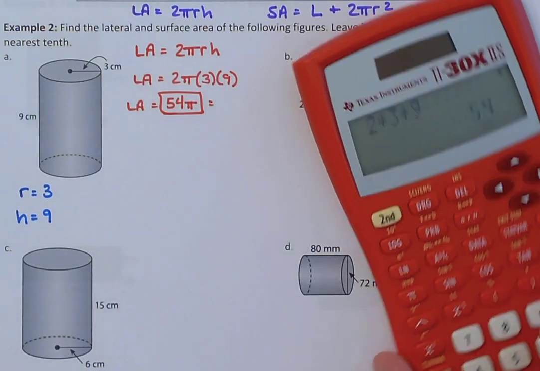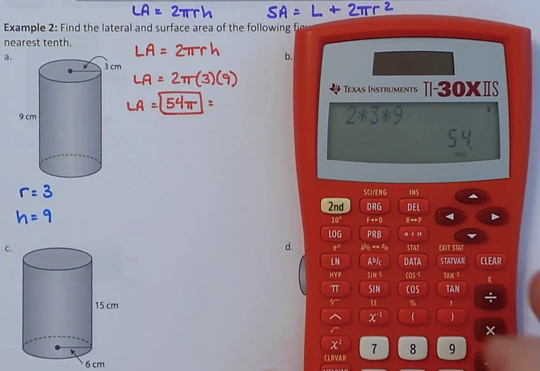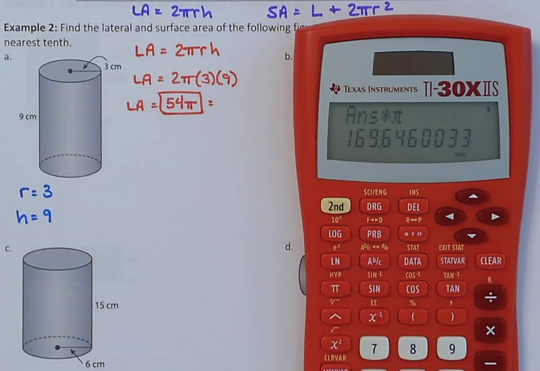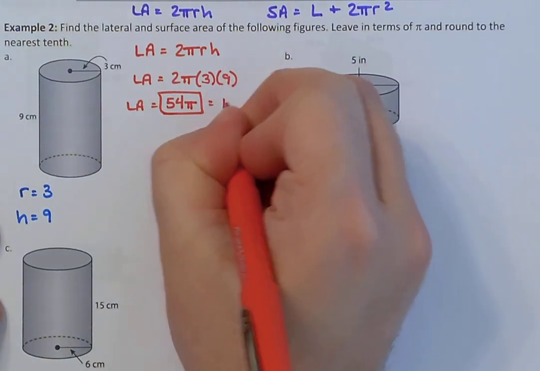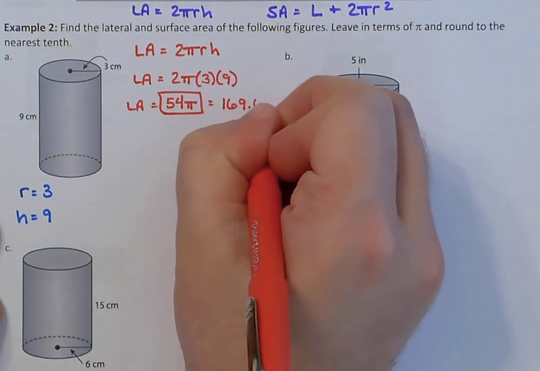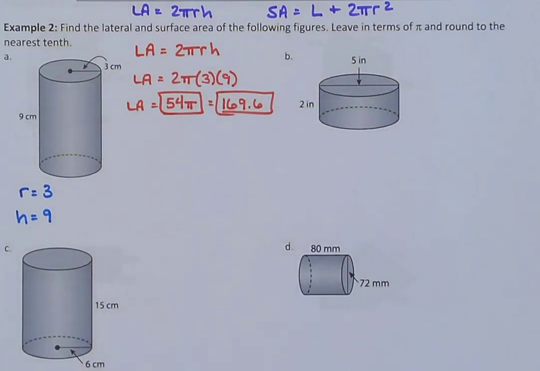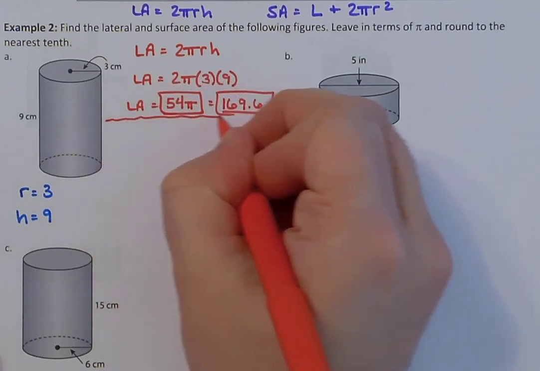And then if they want us to multiply it in to round to the nearest tenth, so 1 decimal place, we're going to do times pi, and we get 169.6. So we have now found our lateral area.